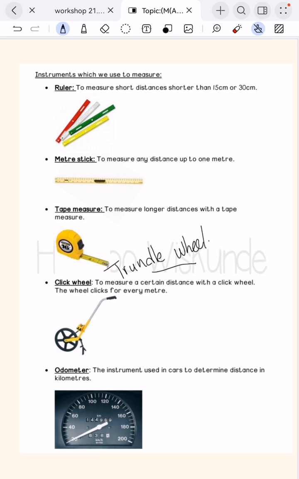Another object that can be used to measure distance is the odometer. If you check your parents' car, that is where you are going to find the odometer. It measures the distance traveled by the vehicle from one point to another. Okay, that is it for now on the instruments that we use to measure length.